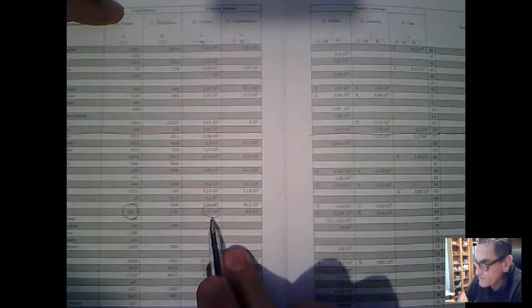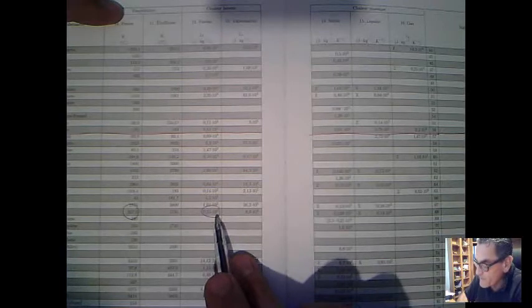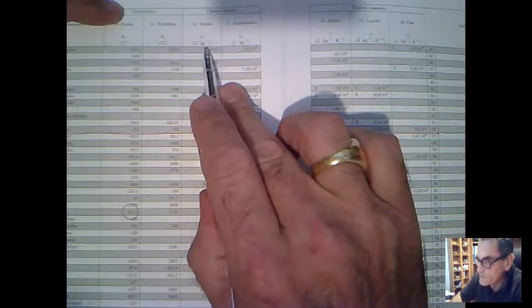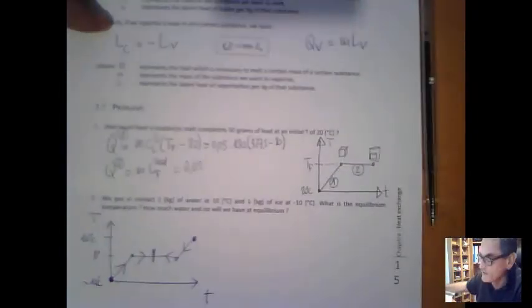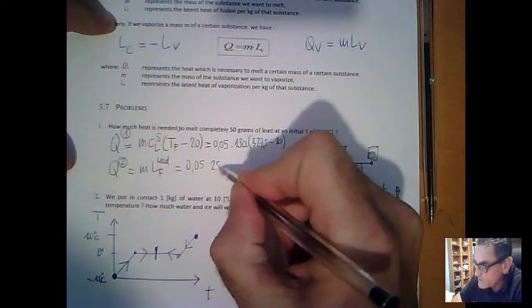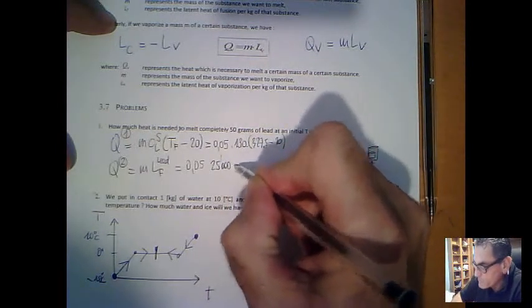It's 0.25 times 10 to the 5. Therefore, it's 25 times 10 to the 3. Check the units, it's joules per kilogram. So 25 times 10 to the 3, 25,000. I can write it here, 25,000.